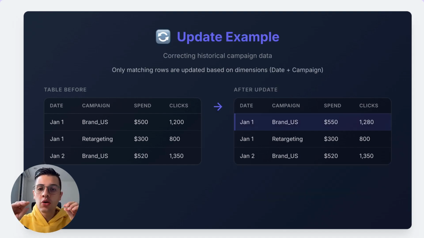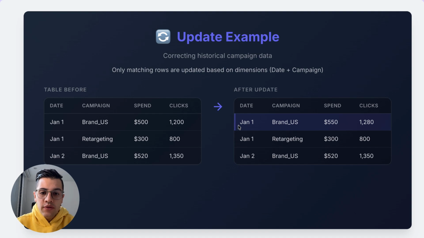We are only going to be updating the metrics of the rows that match the dimensions. So let's take a look at the left table, the initial table. We have, same as before, date, campaign, spend, clicks. And for each row, we have a spend amount and a number of clicks. Now let's take a look at the right table. It's the one that happened after the update.